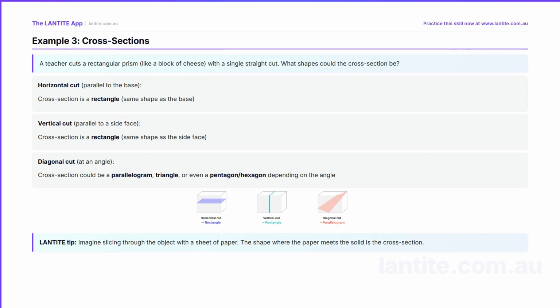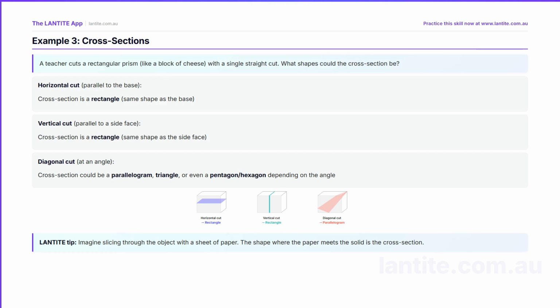Cross-sections are another common LANTITE topic. A cross-section is the shape you see when you slice through a 3D object. Think of cutting a block of cheese. If you cut horizontally, parallel to the base, you get a rectangle the same shape as the base. If you cut vertically, parallel to a side face, you also get a rectangle.